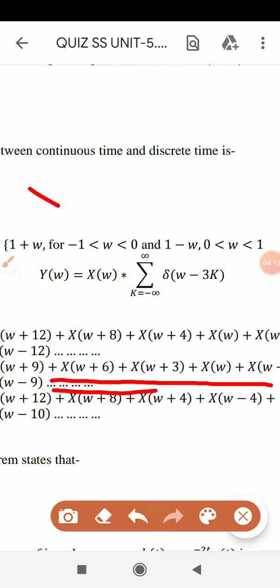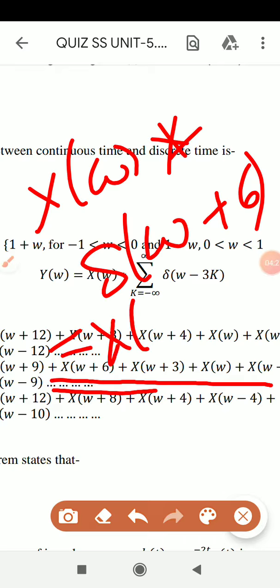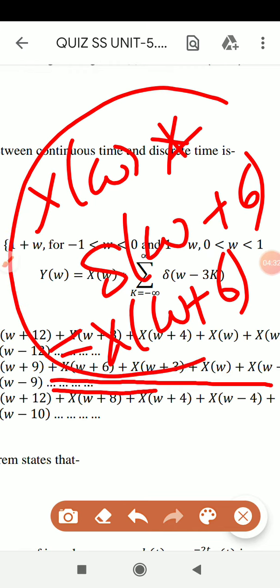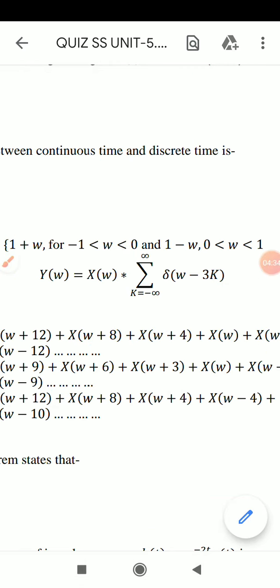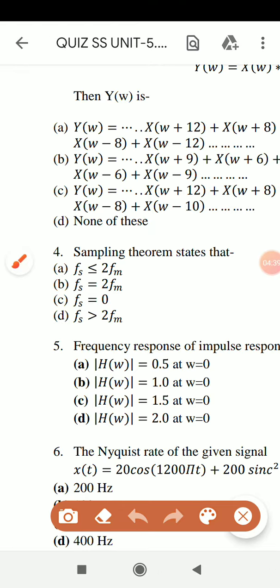Okay, X convolution delta(omega plus 6) is equal to X(omega plus 6). This is the property of convolution, and using this property we can get the output. Sampling theorem states that fs should be greater than or equal to twice the maximum frequency, and option D and option B are all correct. Both options are correct.